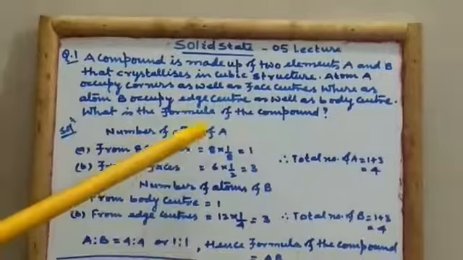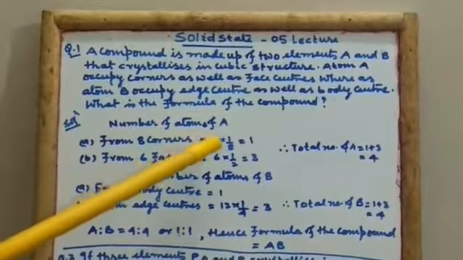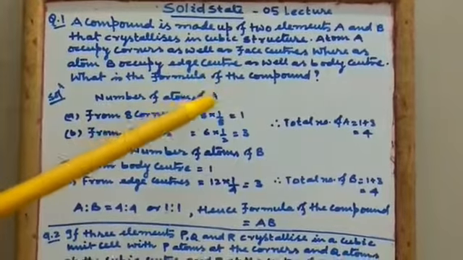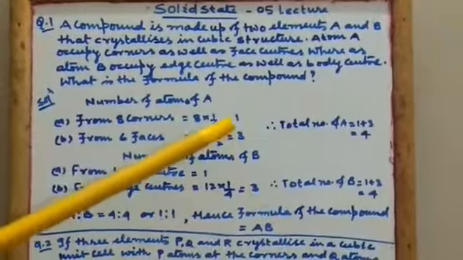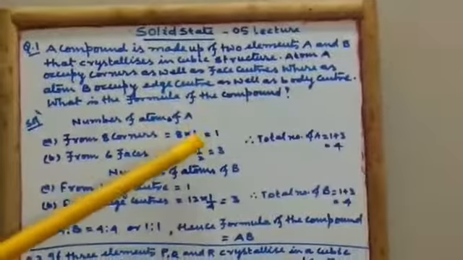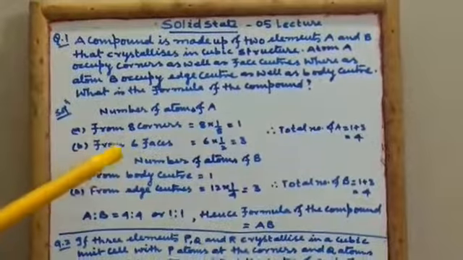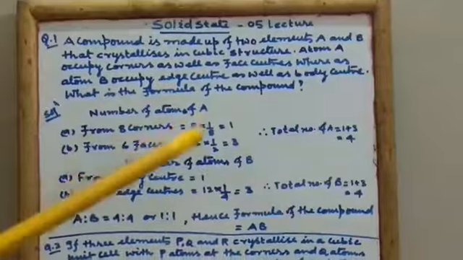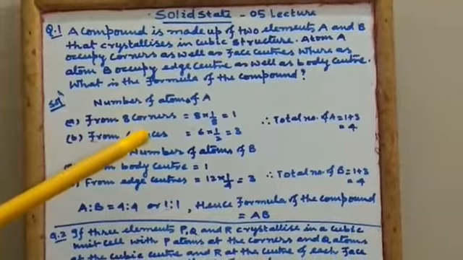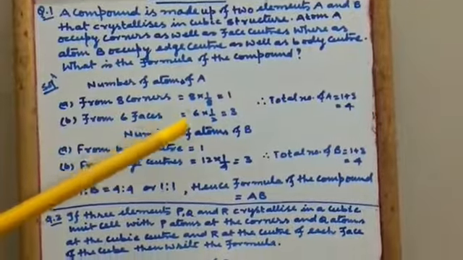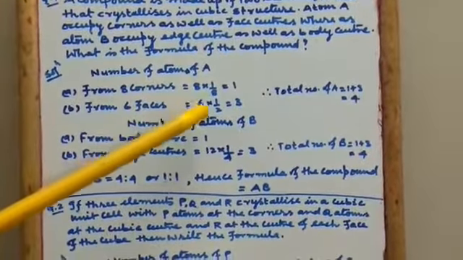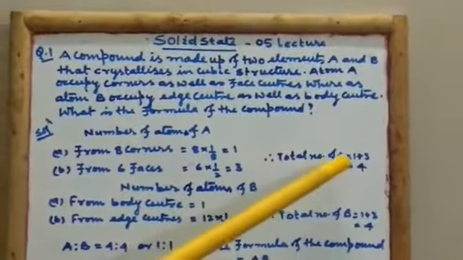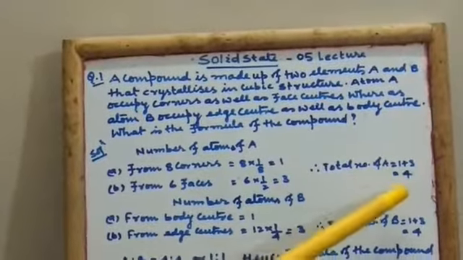Number of atoms of A from 8 corners is equal to 8 into 1 by 8 equal to 1. As we know, when atoms are present at corners, the contribution is 1 by 8. And from 6 faces is equal to 6 into half equal to 3. We know in a cube there are 6 faces and the contribution is half. So total number of A equal to 1 plus 3 equal to 4.